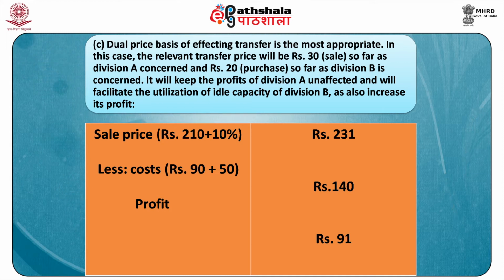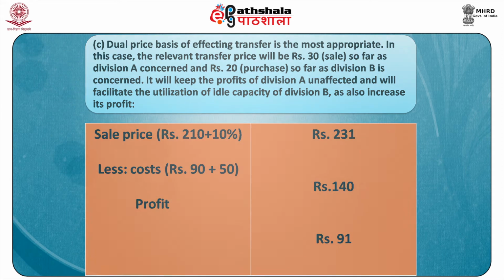The sale price would be Rs 210 plus 10%, which is Rs 231, less cost of Rs 90 plus 50, which is 140. The net profit is 231 minus 140, which is 91 rupees.